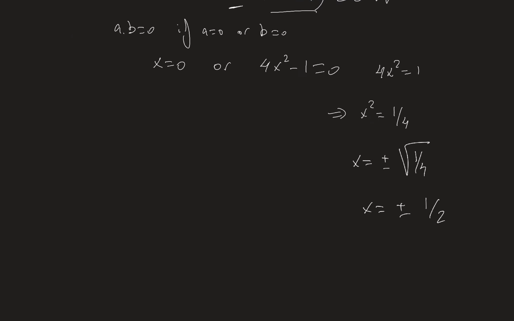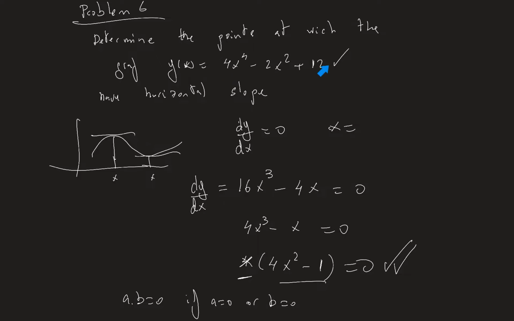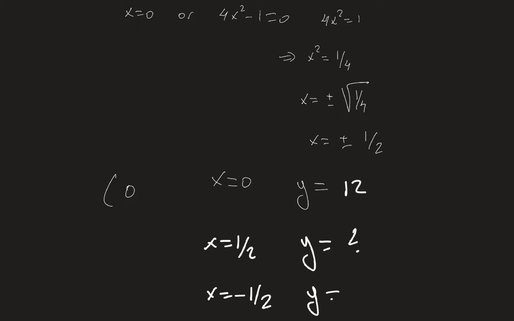So the possible solutions for a slope of 0 are the points x equals 0, and y, well, if x equals 0, y equals 12. X equals 1/2, and you calculate the y. X equals minus 1/2, and you calculate the y. So you have 3 points with a horizontal slope. Okay, and this is the problem. Let's go to the next one.